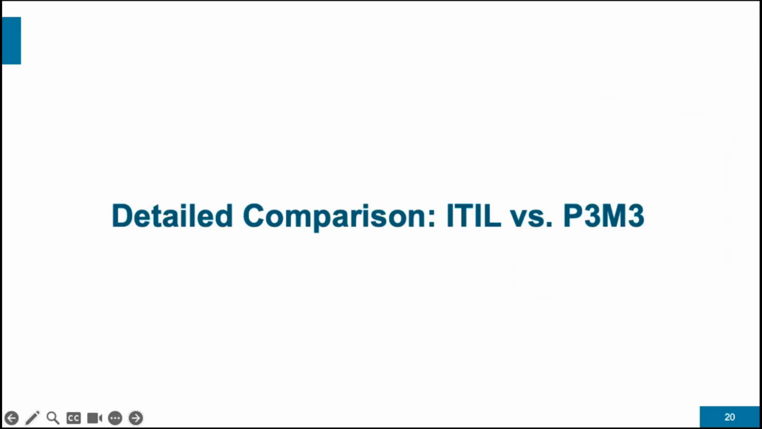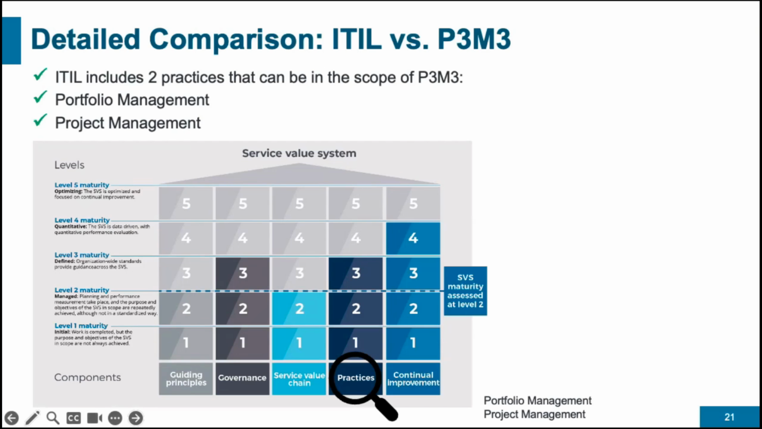Now that we have looked at the ITIL maturity model and the P3M3 maturity model, let's see in more detail how we can compare them. When I was talking about ITIL, you remember I said that the maturity model scope is the service value system. And as you can see here, in the scope of the maturity model according to ITIL, we have practices. I told you that in ITIL 4, we have 34 practices. So theoretically, we can assess up to 34 practices. Obviously, in a maturity model, if you want to have the full assessment, you assess 12 practices out of 34. Right?